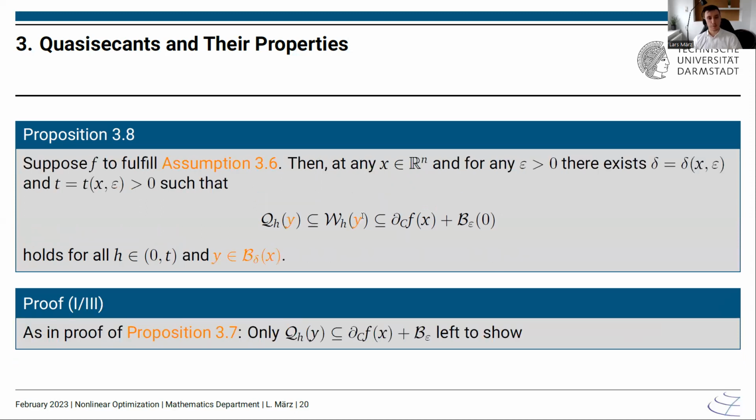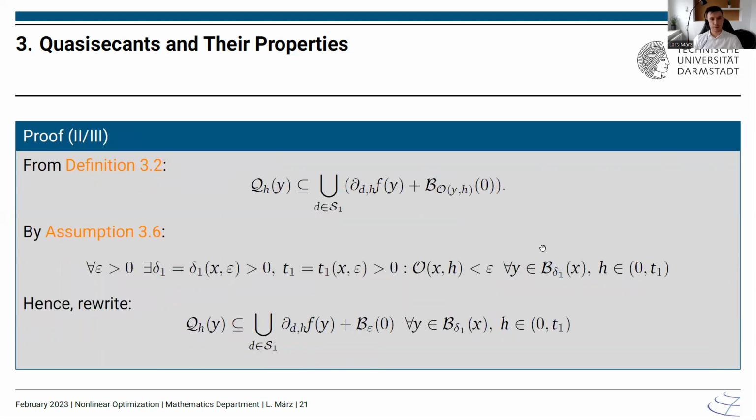So now we have the strongest statement where we have to assume assumption 3.6 to hold, but now we have this chain of inclusions with x being replaced by y, where y only has to be in a ball around x. So it's really a stronger statement apart from this additional assumption we have to suppose. So as in the proof before, it again suffices to show this inclusion.